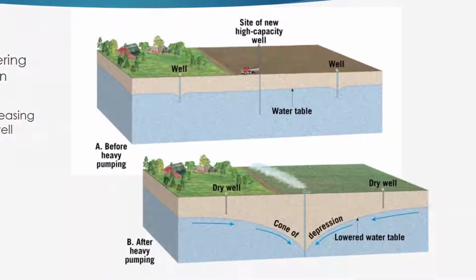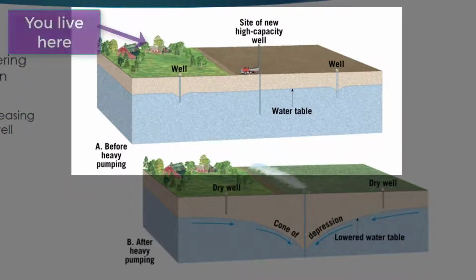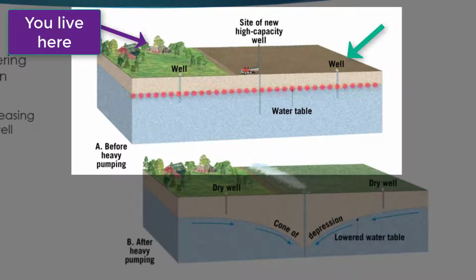Take a look at the top picture. Suppose you live on the farm shown on the left side of this image, and also note that there's a well dug to the far right side of this image. And both of those wells are successful wells because they're dug far into the zone of saturation. If you turn on the water faucet in your farmhouse, water will come out.